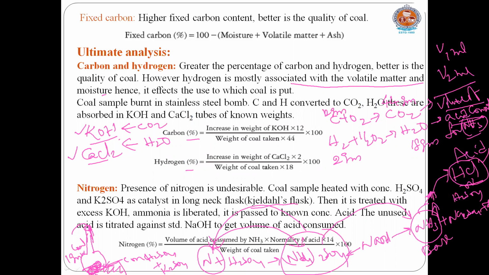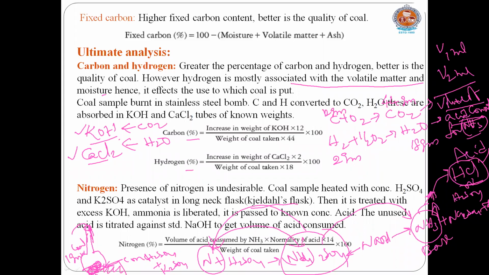This method is called the Kjeldahl method: determination of nitrogen content, or estimation of nitrogen percentage present in the coal sample by using the Kjeldahl method. Okay, this is about the nitrogen content.